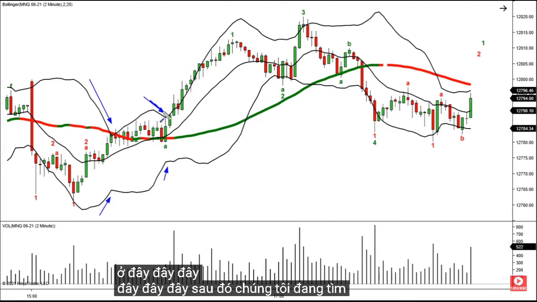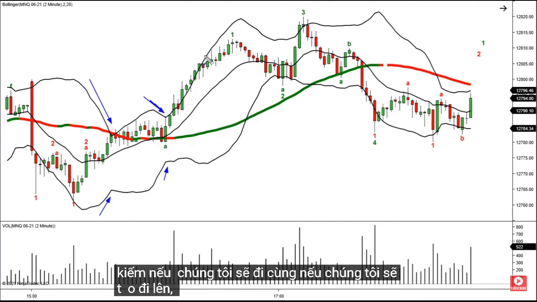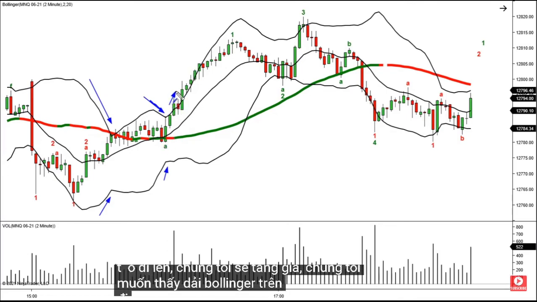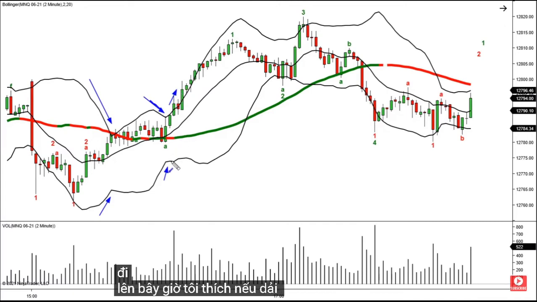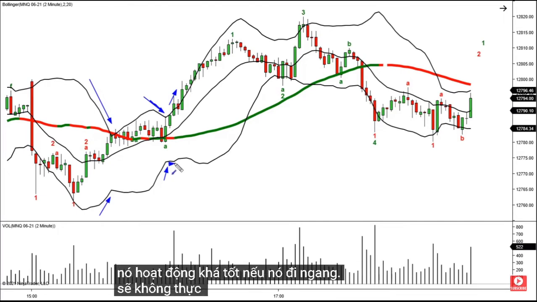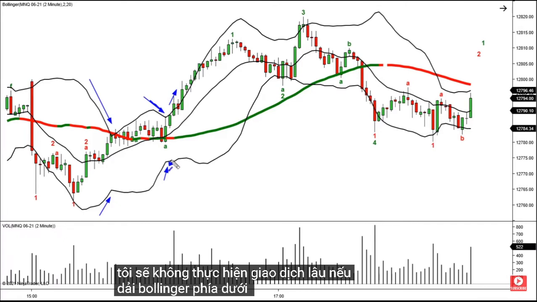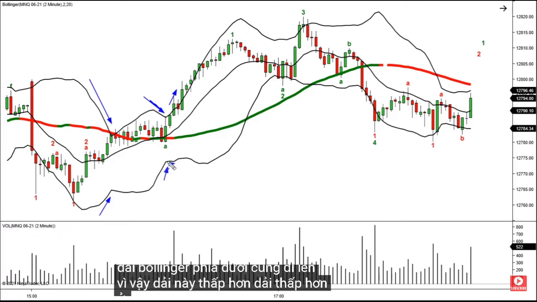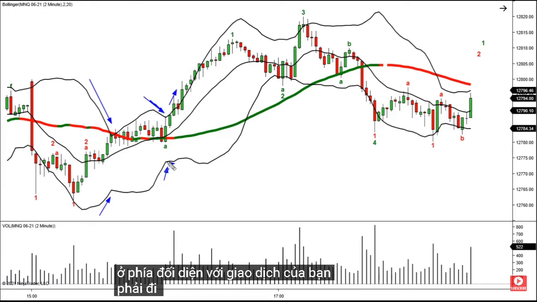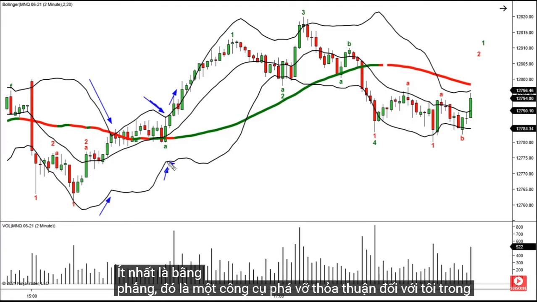Then we're looking for, if we're going to be bullish, we want to see the upper Bollinger Band going up. Now, I prefer if the lower Bollinger Band is also going down, but it can be flat, and I found that it works pretty good if it's flat. Here is the line in the sand, though. I will not take the trade long if the lower Bollinger Band is also going up. So the lower one, the one on the opposite side of your trade, must either be going down or at the very least flat. That is a deal breaker for me in these trades.